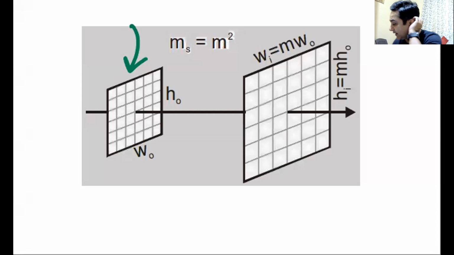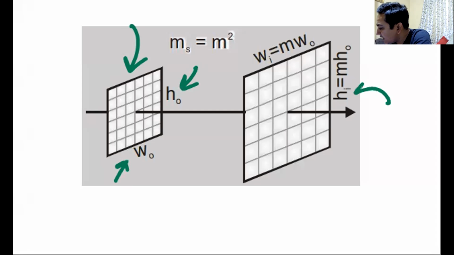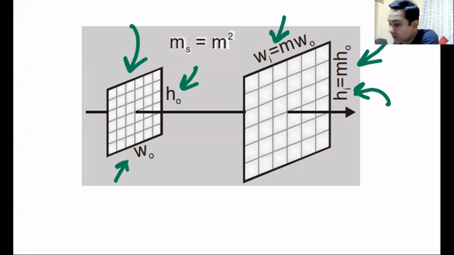It has a height, it has a width. Yes or no? HO, height of the object, WO, width of the object. Then I have H dash, which is the height of the image, which will be M times height of the object. Then I will have W dash or WI, which is M times WO. Do we understand this? Yes, sir. Then, sir, if I want to find out the area of this image, I mean the magnification of this object, then what do I do, sir?